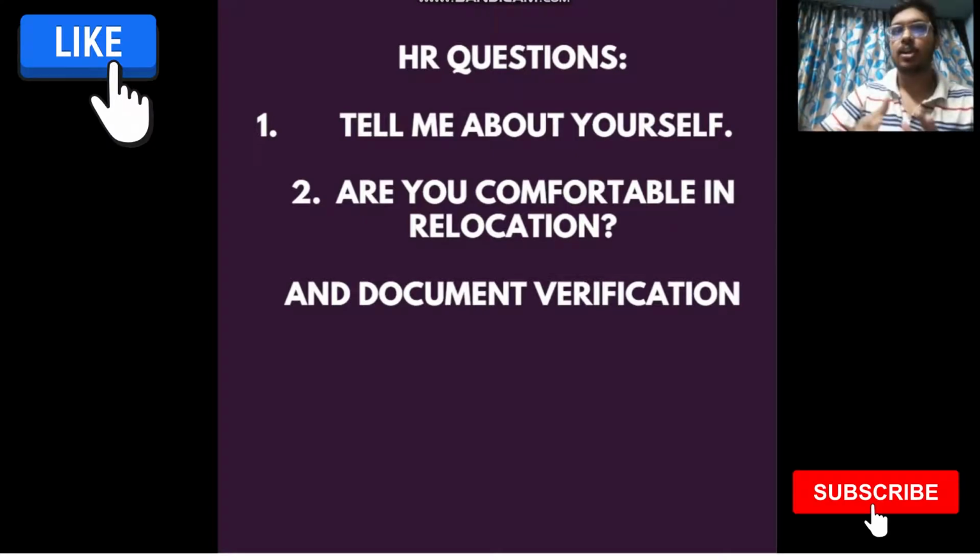After 3 or 4 days, the document verification round was conducted, and the interviewer just did a formality. He asked about some government ID proof. He asked whether you know any foreign language. This type of questions. So this is not a very tough HR round. It is just about document verification. So this is all about the GenC Next interview questions.